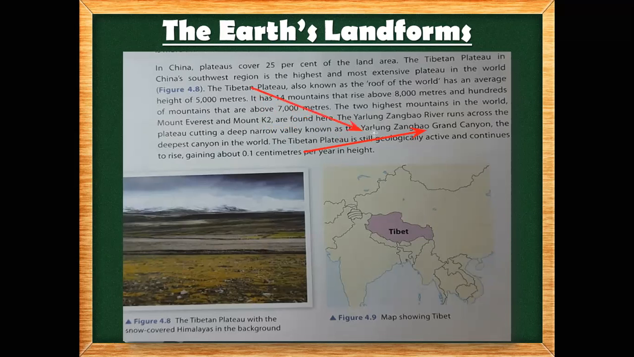The Tibetan plateau is still geologically active. It means that it continues to rise. The plateau is a mountain with a flat surface, and it is geologically active right now. It's increasing in size, continuing to rise, gaining about 0.1 centimeter per year in height. So if you make 10 pieces of 1 centimeter, it will raise one piece, 0.1 centimeter, every year in height. So it means that it's active right now.